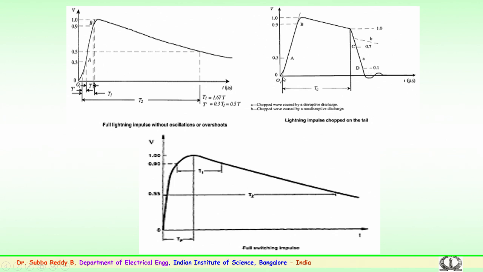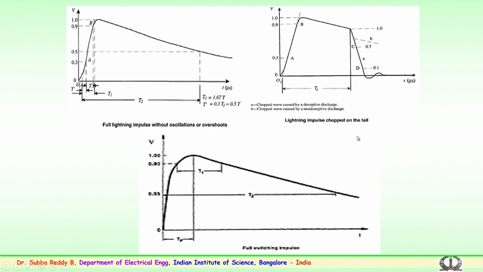This is again a similar waveform, where the chopping is intentionally done either on the tail or on the front. In the transmission network, these types of surges are likely to be seen across the transformer or any other equipment. The intention is to simulate such conditions in the laboratory and check whether the insulation can withstand them. So, that is where the chopped lightning impulse is carried out.